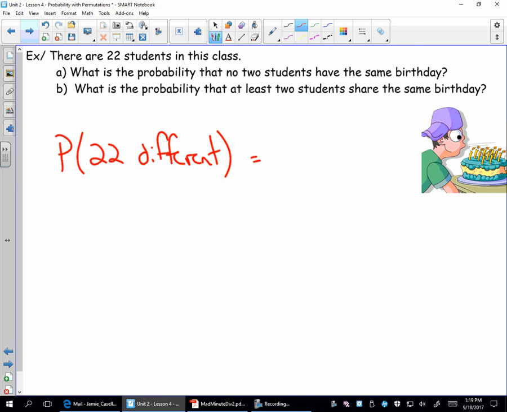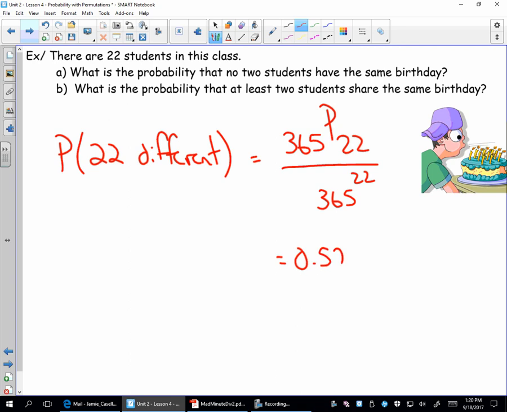So I need to pick out 22 different birthdays. How can I do that? Well, I've got 365 days to choose from. And I need 22 different days. In other words, I need a permutation with 22 different objects. That's 22 different days. Now, each person has a choice of 365 choices for their birthday. So I've got to make this out of 365 to the power of 22, because there's 365 choices for the first person, and 365 for the second person, and 365 for the third person, and so on and so on for 22 people. If we do this math, we get 0.524.